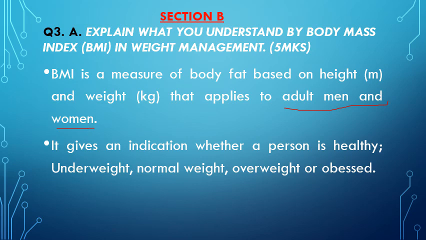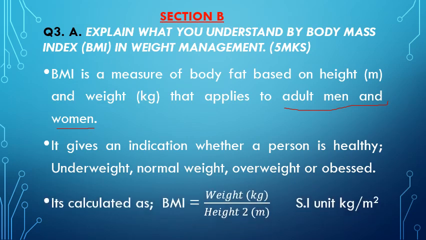Now, it gives an indication whether a person is healthy. Is a person overweight? Is a person underweight? Does a person have a normal weight? Is a person obese? I'm sure those are questions you may be asking yourself. How do you know that this person is normal weight, and so on and so forth? It is through this BMI. It gives you an indication. There's a particular range; from this value to that value, it means the person is like this, as we are going to see in our next slide. So we'll proceed. It can be calculated using the formula weight in kilograms divided by height squared.